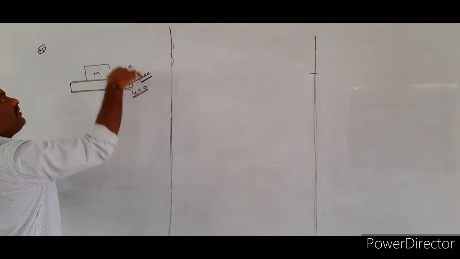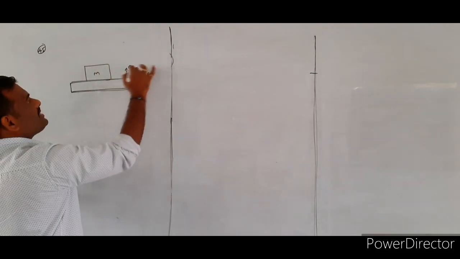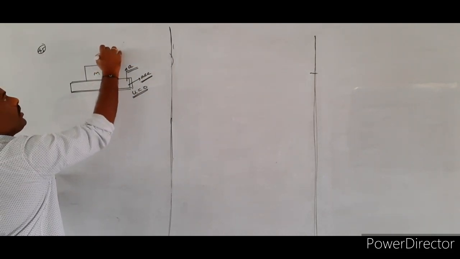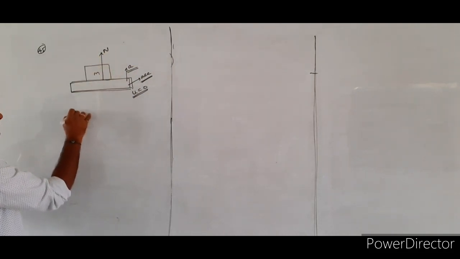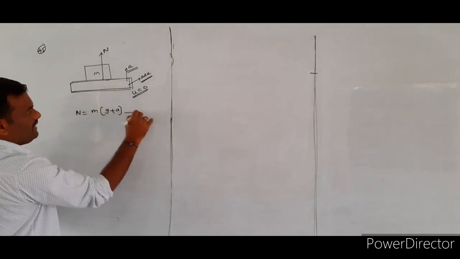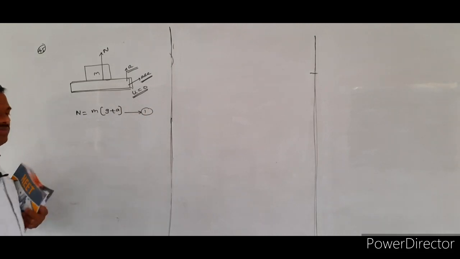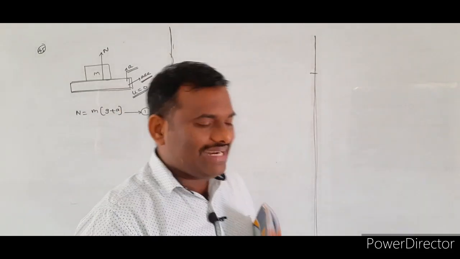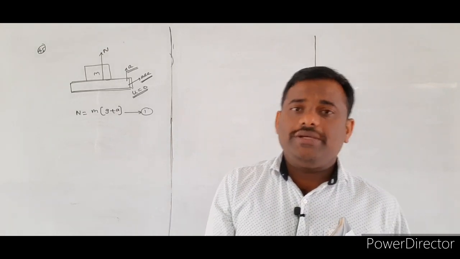Whenever this lift is moving in the upward direction with a constant acceleration, the normal reaction acting on the block of mass M will be given by N is equal to M into (g plus a). Already we know very well: whenever the lift is moving in the upward direction, the normal reaction exerted by the lift surface is equal to what? N is equal to M into (g plus a).